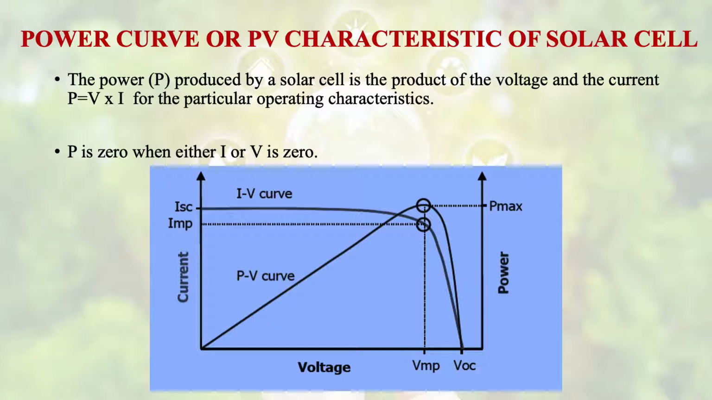So what is happening in the power curve or PV curve? You can say that P is equal to V into I. That means in the characteristics you can see P is zero when either I or V is zero, and this occurs at ISC when V is zero and VOC when I is zero.